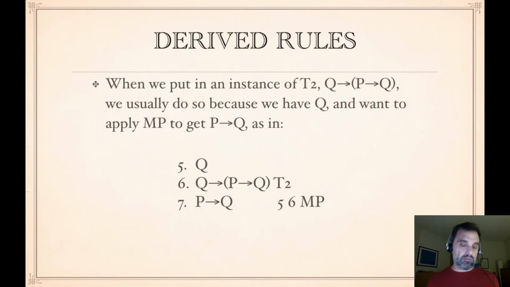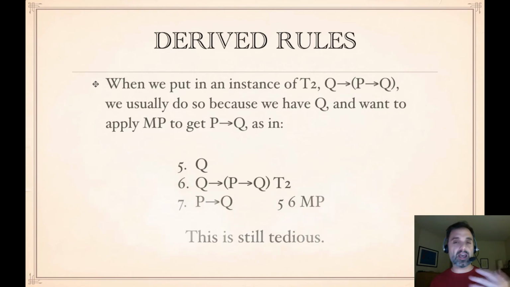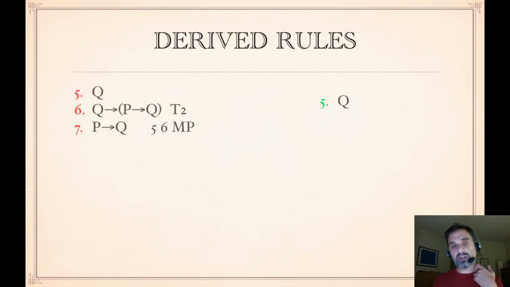Now the thing is, when we put in an instance of theorem 2, if q, then if p, then q, there are lots of reasons why we do that, but one of the main reasons is we do it because we already have q, and we are going to then apply modus ponens to get if p, then q, as in this case. This is kind of tedious. It's not as tedious as writing the derivation of the theorem, but it's still sort of tedious. What would be nice is if we could skip line 6 and go directly to line 7, and we can.